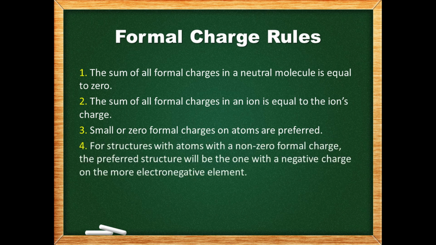The final rule is that the preferred structure will be the one with a negative charge on the more electronegative element, given we have a structure with atoms with a non-zero formal charge. As a side note, please remember that formal charges are not actual charges. They don't produce electronegativity or polarity in a molecule, and are simply used to assist us in determining which is the most likely structure out of a selection of Lewis structures.